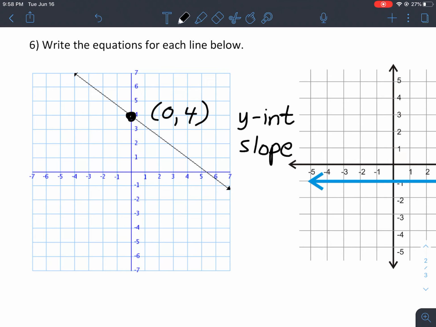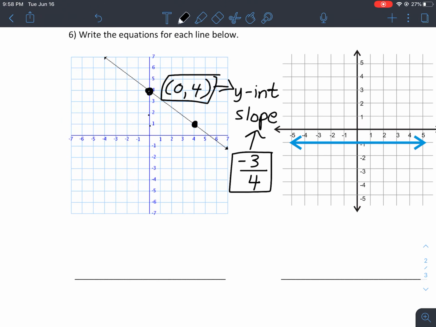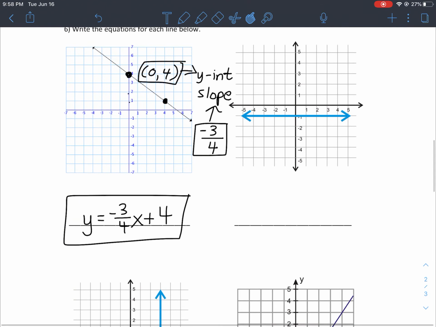And to find our slope, we just need 2 points along the line. So it definitely goes through 0, 4. It also looks like it goes through 4, 1. So now to figure out the slope, it's definitely negative because the line's going down from left to right. We go down 1, 2, 3. So we're going down 3, and we're going right 1, 2, 3, 4. So therefore, our slope is -3/4. Our y-intercept is 0, 4, and that's enough to write our equation. y equals m, which is our slope, x plus b. Well, b is our y-intercept, which is 4.